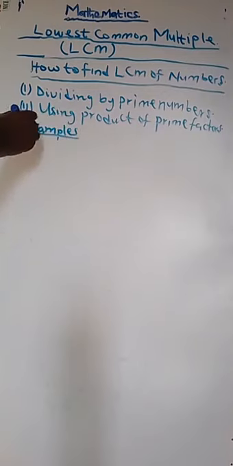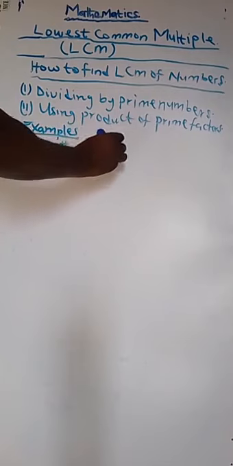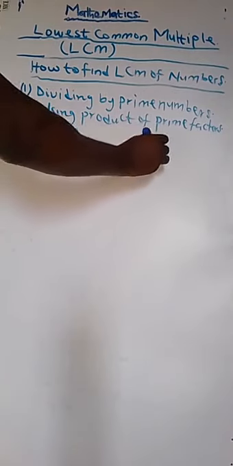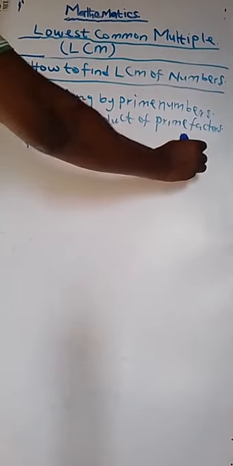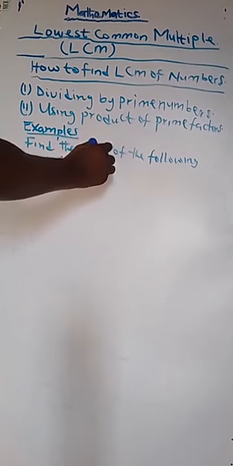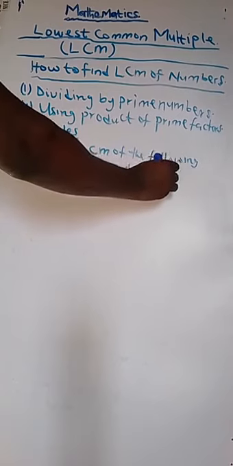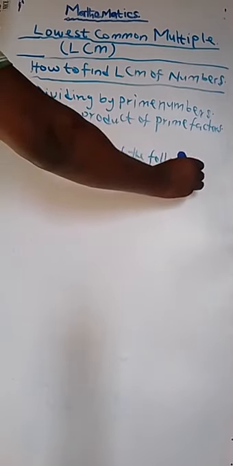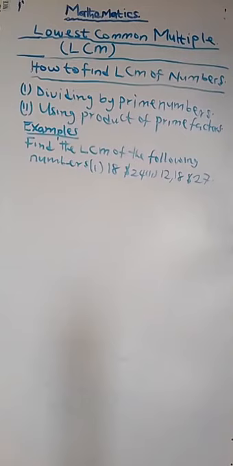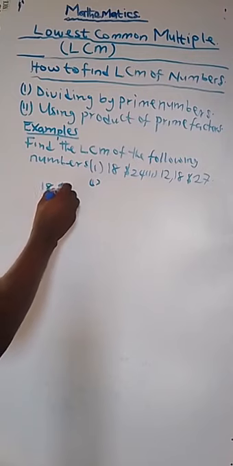Let's say you have a question that says, find the LCM of the following numbers. 1, 18 and 24. 2, 12, 18 and 27. We're going to use the 2 methods to solve these questions. Now, let's start with the first one. We want to look at the LCM of 18 and 24.